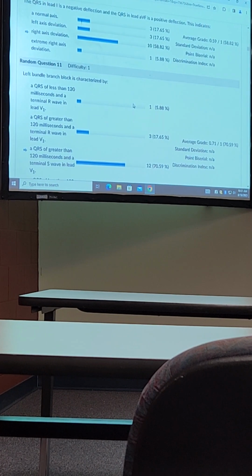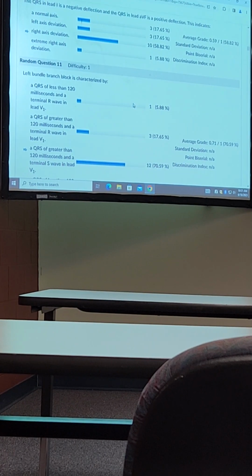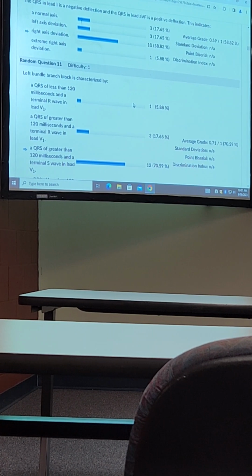Axis deviation. So in lead one, the QRS is negative, which means what? Is it going towards lead one or going away? Away. It's going away from lead one. In AVF, it is positive. Is it going towards AVF or away? Towards. So we know it's going away from lead one, and it's going towards AVF. So it's shifted down into the right axis.